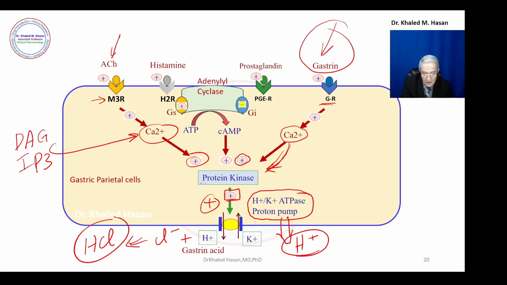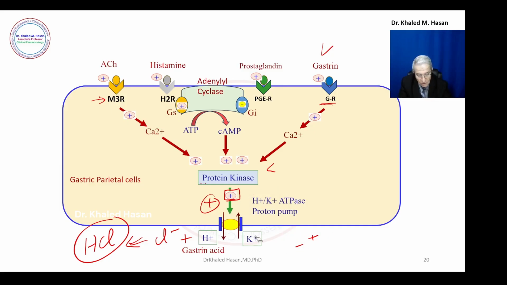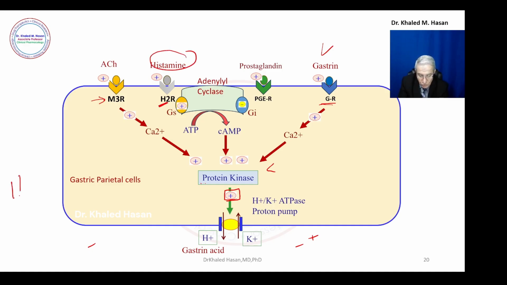Okay, gastrin. Then the third one. You can see we discussed two mediators with a similar pathway. Both of them increase calcium. What about the other mediator? The other mediator will be histamine. Histamine binds to the H2 receptor. H2 stands for the H2 histamine receptor.